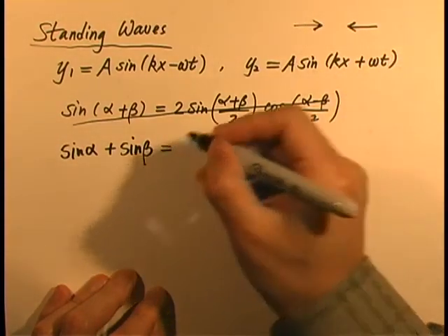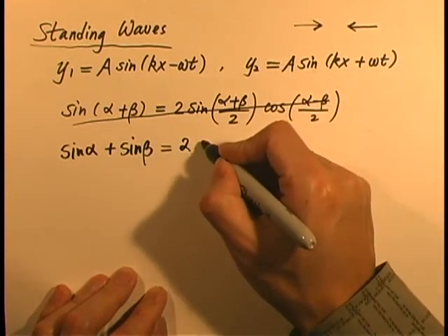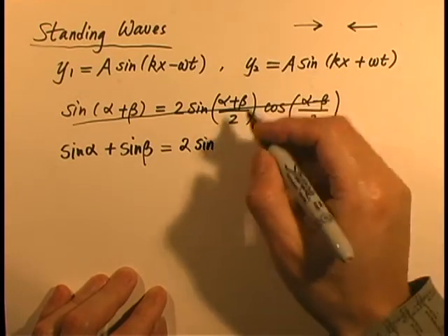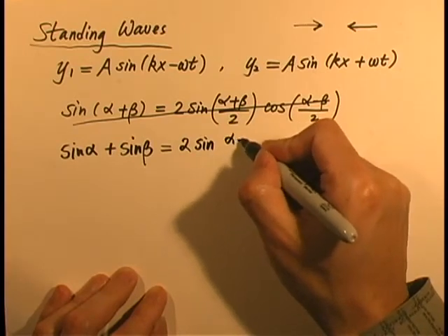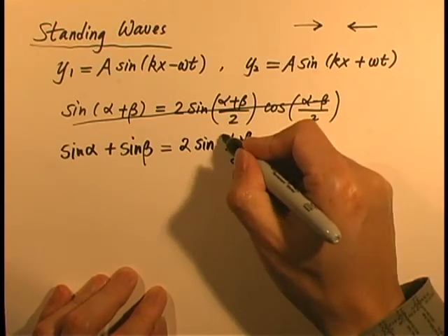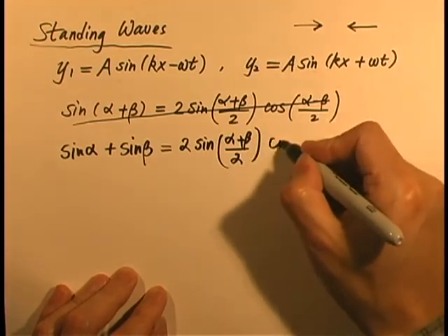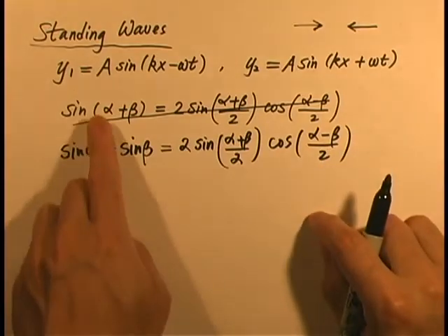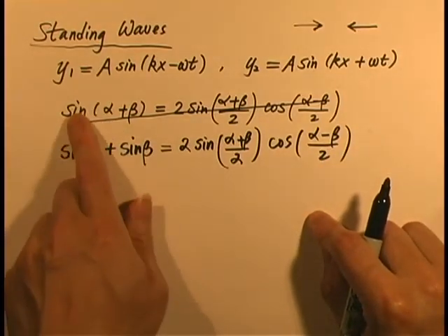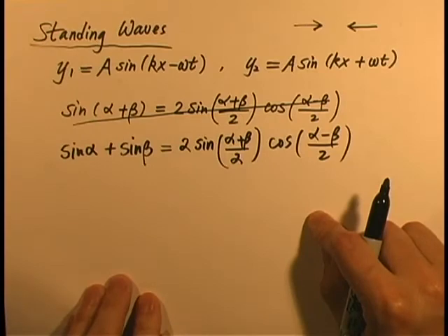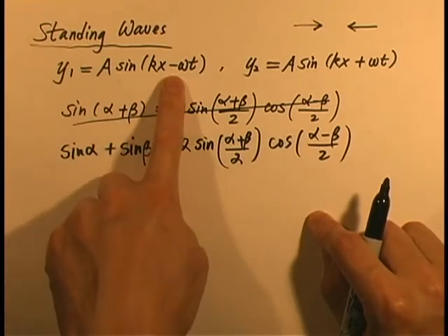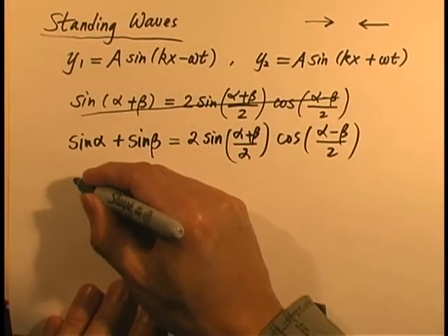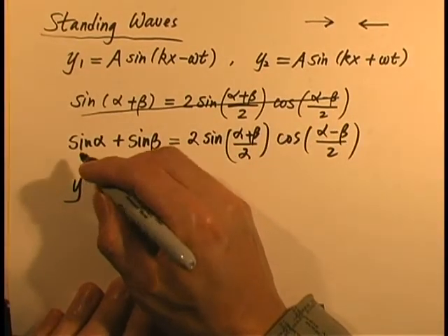Alright, let's see what happens. You remember, this is 2 sine of what? Alpha plus beta over 2, and then cosine of alpha minus beta over 2. So there's a typo here. It should be sine alpha plus sine beta, not sine of alpha plus beta. All right, in our case, again, this is alpha, and that is beta. So we have the resultant expression for the standing wave now.